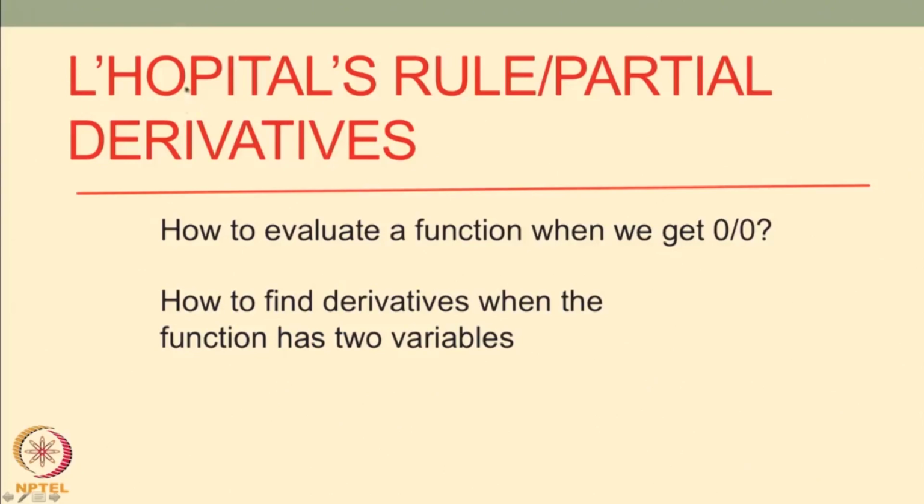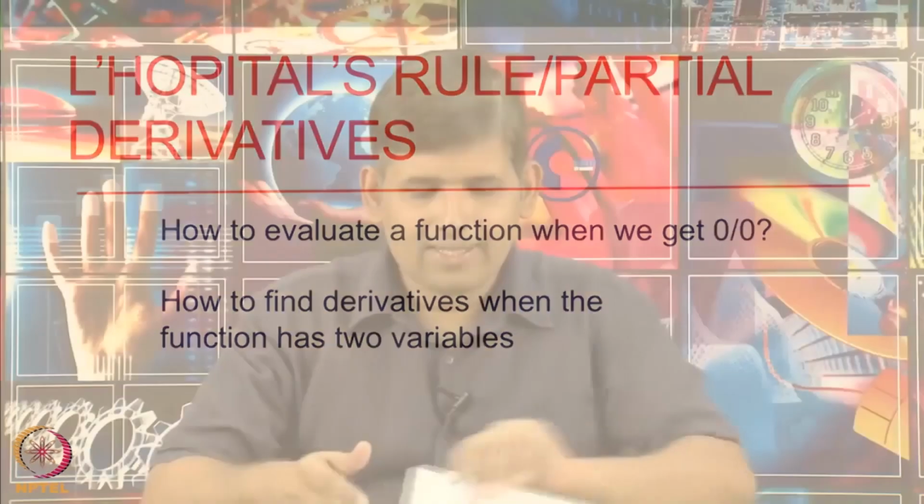In this lecture, we will answer two questions. First, using L'Hopital's rule, we will answer how to evaluate a function when we get things like 0 by 0. And the second question is how to find derivatives when the function has two variables. These are the two things that we will discuss in this lecture.